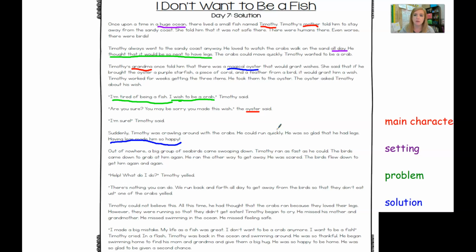Now, we know in this particular story, Timothy kind of ran into another problem. His second problem was that he figured out that having these legs wasn't all that he thought it was going to be, because he thought that the crabs were just running for fun because they liked their legs, but really they were just running to try to get away from the swooping birds. So we have Timothy in the ocean wanting to have legs like a crab. And then to solve his problem, he goes to the magical oyster and gets these legs that he thinks he wants. So we have character, setting, problem, and solution.